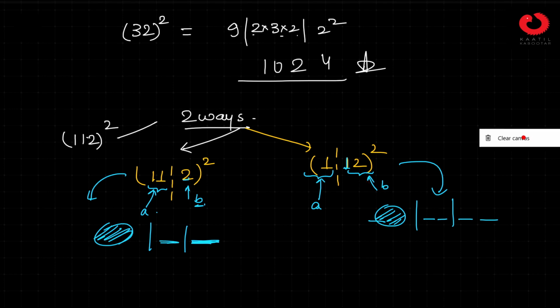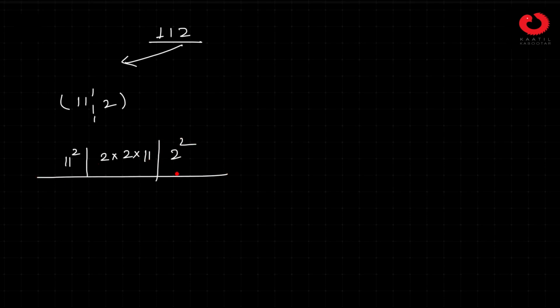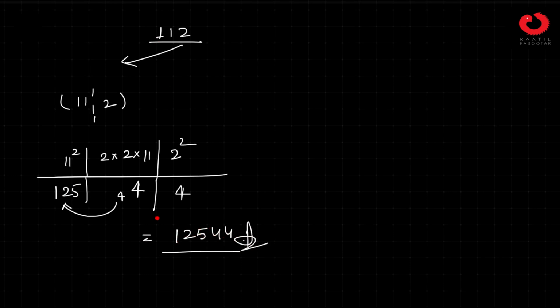Okay, so let's apply this for numbers. First our example was 112. So we made the first partition as 11 bar 2. So this is very simple. You know 11 square, 2 into 11 into 2, and then 2 square. Only one digit you have to write. So this is 4, no problem at all. This is 44, you will write 4 only because 4 will be carry, and this is 121 plus 4, 125. So this will be 12544. This will be your answer of 112 square.